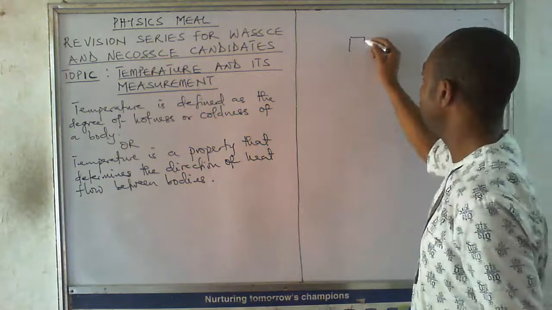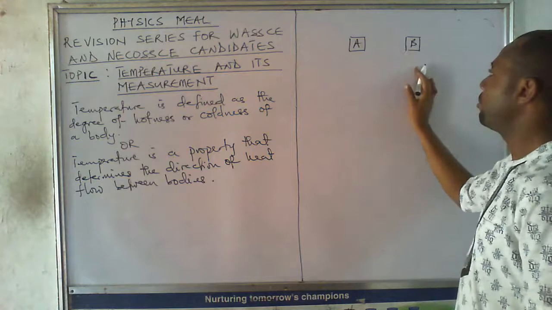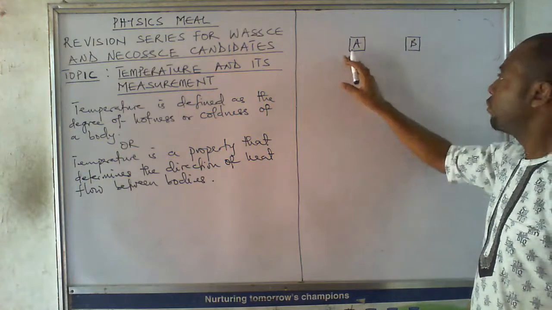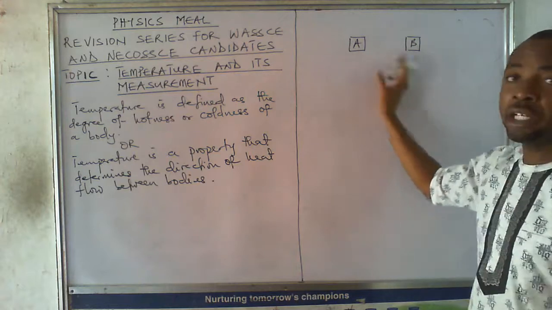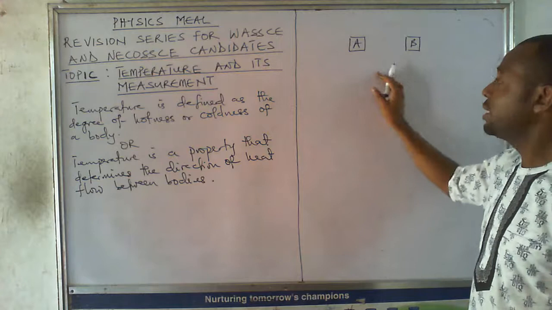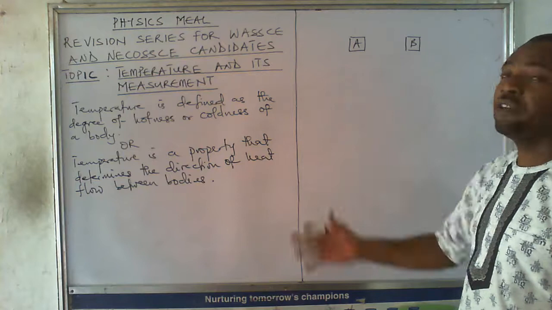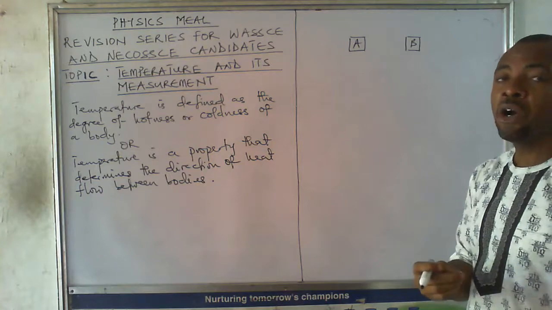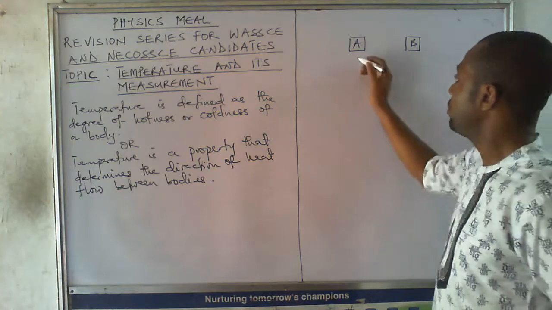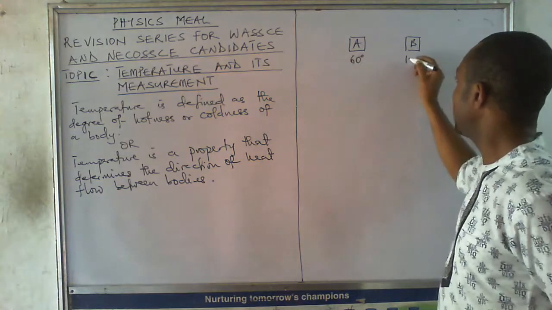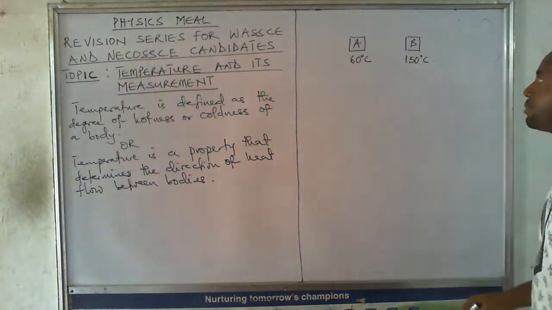So if I have two bodies, body A and body B, two different bodies, and heat is to flow from A to B or from B to A, whichever way, we must know the direction the heat is supposed to flow. The only thing that will tell us the direction of heat flow is the temperature. Heat usually flows from a body of higher temperature to a body with what? Lower temperature.